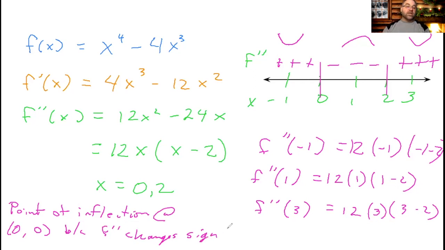We're not justifying a relative min or max. We're just saying point of inflection, so all we need is a sign change. We don't care if it's positive to negative or negative to positive.